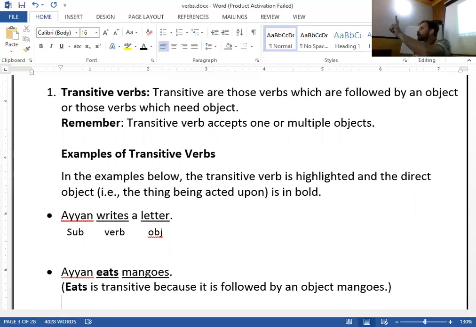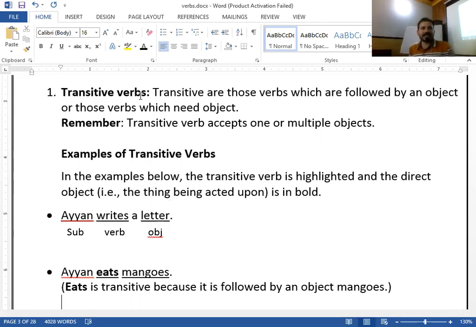We study verbs are basically divided into two types. How many types? Two. Number one, ordinary. Number two, auxiliary. Which one will we study? Transitive verb, a type of ordinary verb. Excellent. So let's talk about transitive verbs. What are transitive verbs? Transitive verbs are those verbs that are followed by an object. When a verb takes an object, that is called a transitive verb.